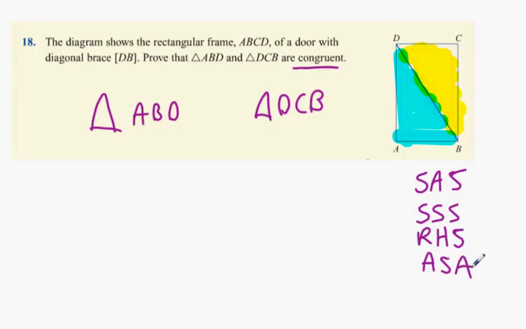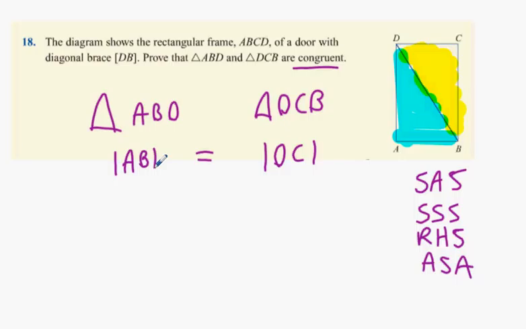Now, which one am I going to do? It specifies that it's a rectangular frame. Would you agree with that? Yeah. So I would argue that DC is the same length as AB. You put down a reason as well. What would the reason be? Opposite sides of a rectangle.